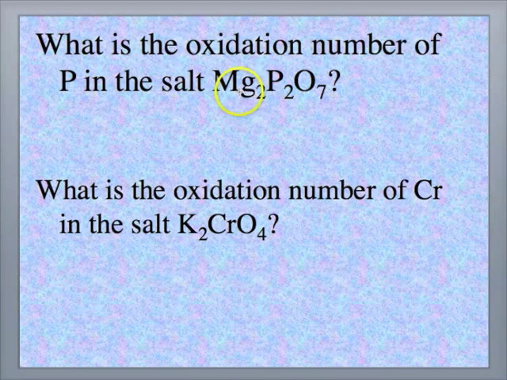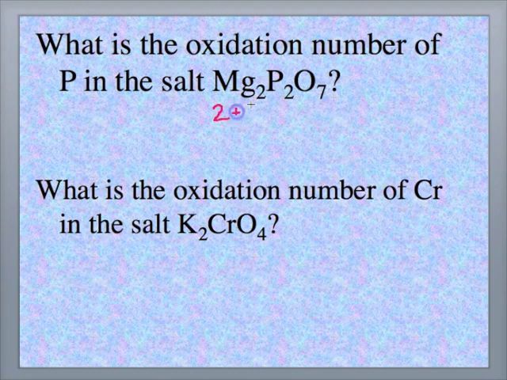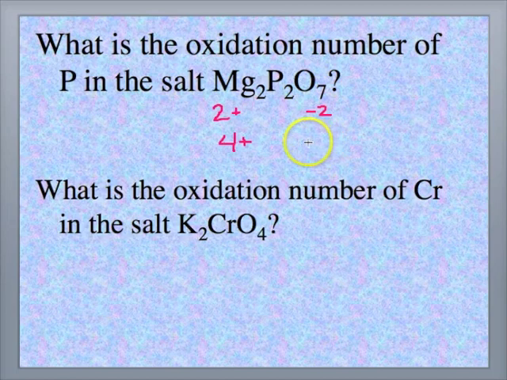Magnesium, we know, is in group 2 in the periodic table. So that means each magnesium is 2 plus. There are 2 magnesiums, so the total oxidation state for all magnesiums is 4 plus. Oxygen, we know, is always -2, or usually -2. There are 7 of them in this compound, so that's -14.